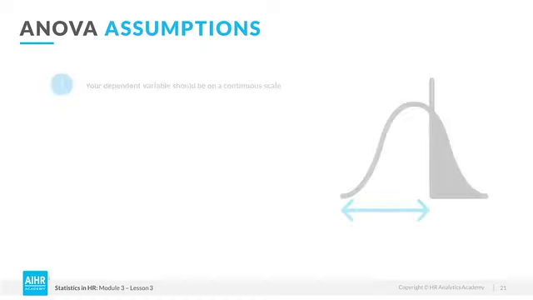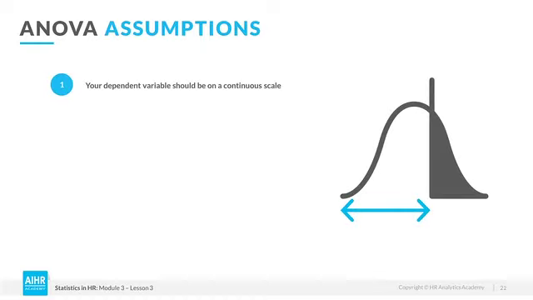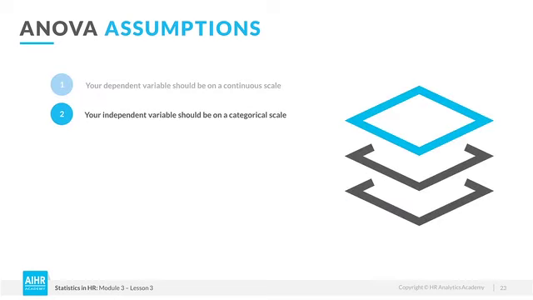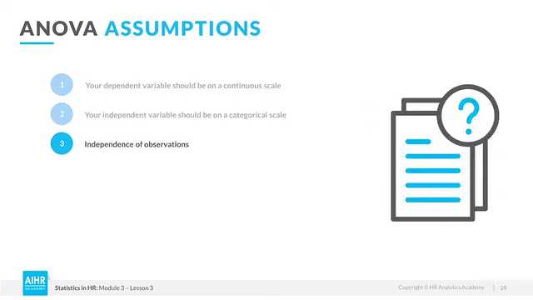They are: your dependent variables should be measured on a continuous scale. Your independent variables should be categorical. Remember, the one-way and repeated measures ANOVA uses 3 or more independent variables, whereas the two-way ANOVA uses 2 independent variables. Independence of observations, which means that your participants do not influence each other's scoring. If your research design is proper and the participants are randomly selected, you will often satisfy this assumption.